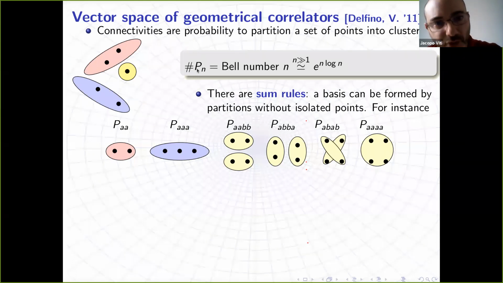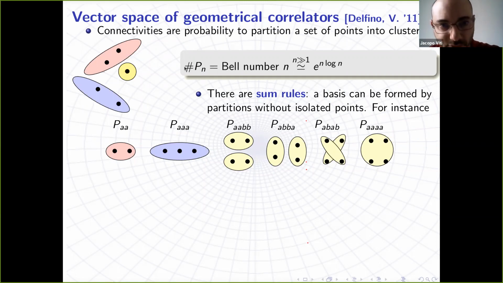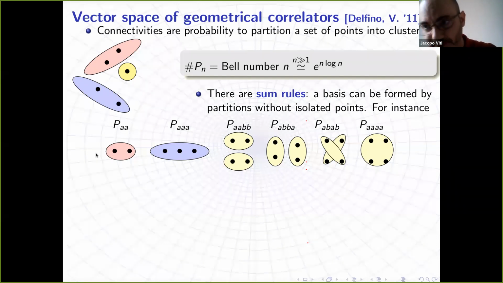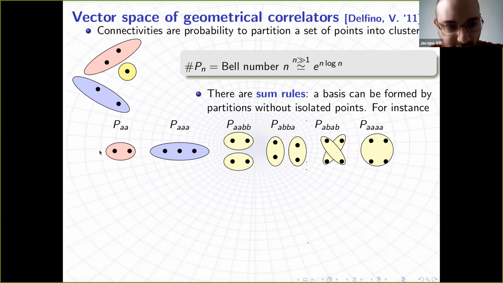Okay, so in fact, this number is not really exact. There are certain sum rules which are satisfied by the probabilities. Of course, this is an upper bound to the number of linearly independent functions that we have to calculate. Obviously, for instance, the sum of all the probabilities is 1. So anyway, there are some rules which are satisfied by the probabilities. And in fact, a basis for the vector space of such correlation functions can be defined by considering just partitions in which there are no isolated points.